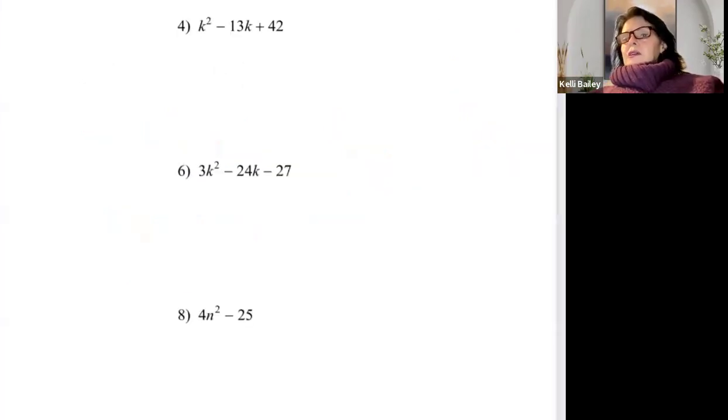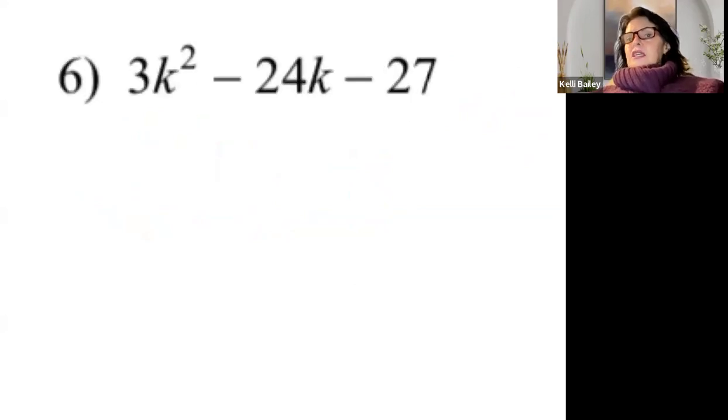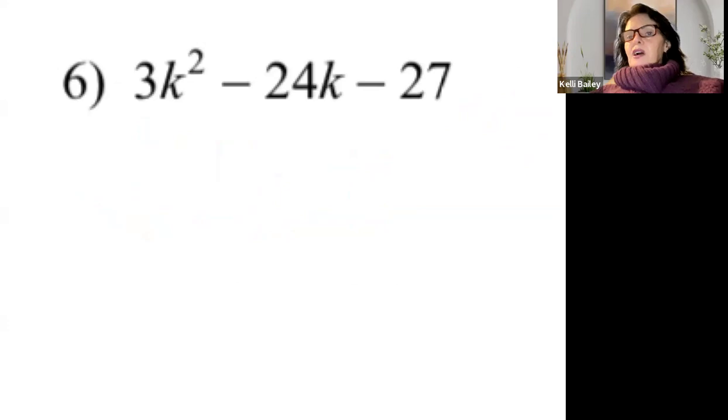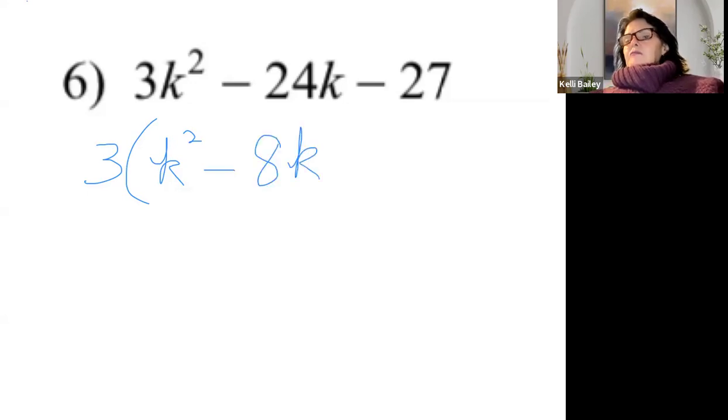Okay. Number 6. Let's see if that 3 goes all the way. So get it copied, pause it, copy it down. And I want just k squared. I don't want the 3 there. So I'm going to say, okay, can I multiply 3 times something to get 24? Yeah, 8. Multiply 3 times something to get 27. Yep, 9. So that means I get to stick that 3 all the way out front. Minus, and then 24 divided by 3 is 8. So 8k minus 27 divided by 3 is 9.